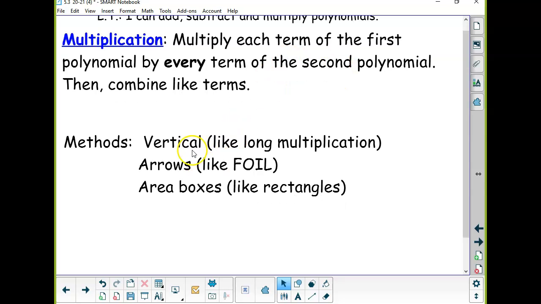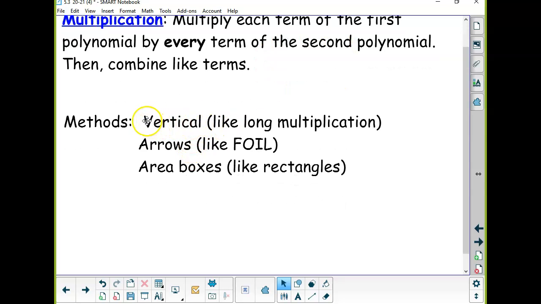So there's 3 methods that we would like to do. And I'm going to say, hopefully you don't choose vertical. That's like doing the long multiplication where you carry the 1 and then carry the 2. And we're not going to do that, but it's an option. We're going to show you how to do the arrows method, which is like FOIL. And what I hope you choose is the box method. I like that because it's easier to check your answers.